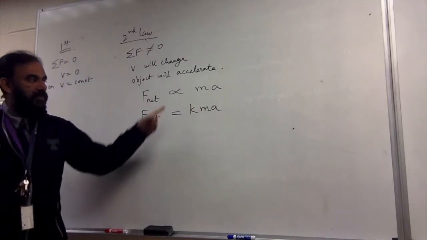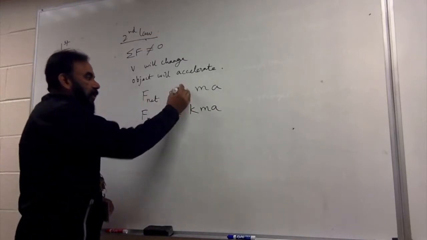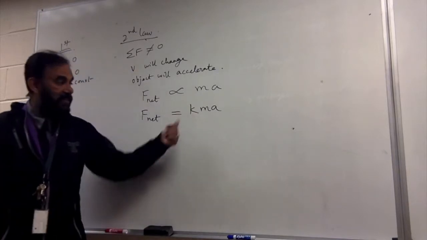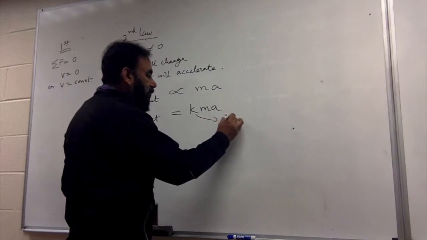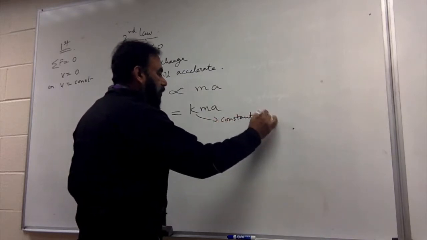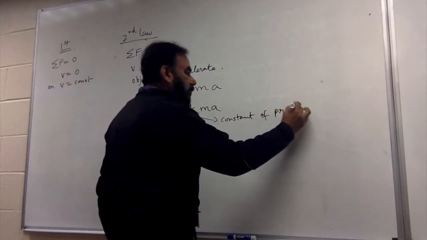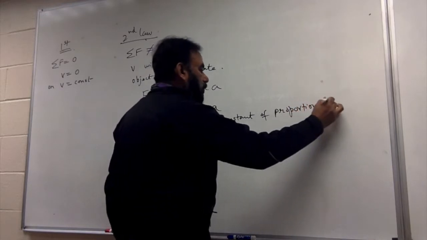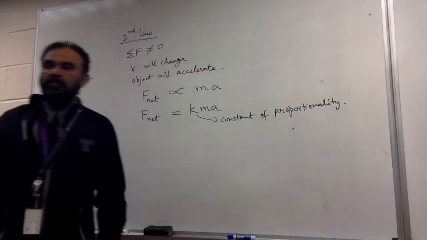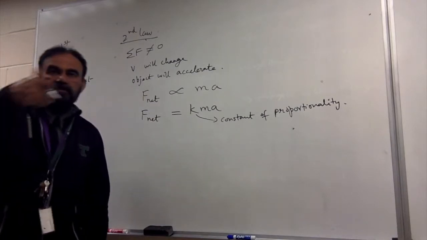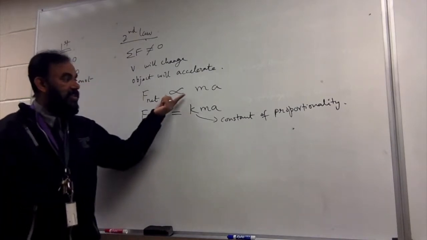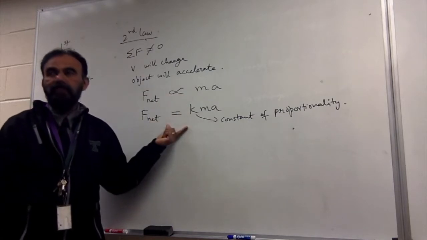Now, changing the proportional sign to an equal sign will always be accompanied by this K, which is called the constant of proportionality. You must have done these things in math. The constant of proportionality, coming in and changing a proportionality into an equality.